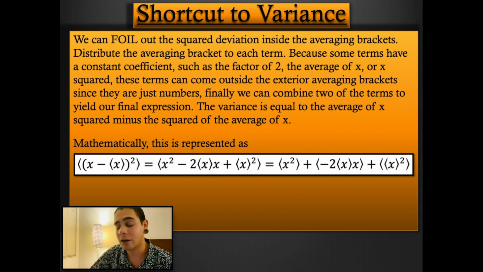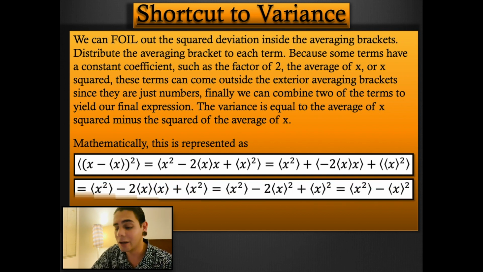But we can change what our other term is, the -2 times the mean times x. The -2 is a constant, and so is the mean. So we can pull those out, and we're left with -2 times the mean times the mean. And lastly, we have the average of the mean squared, which is also just a number. So that can come out of the brackets as well. So it looks like that just disappears because we're literally just taking the average of a constant, which is equal to its constant. So with that being said, this is equal to the average of x squared minus 2 times the mean squared plus the mean squared.